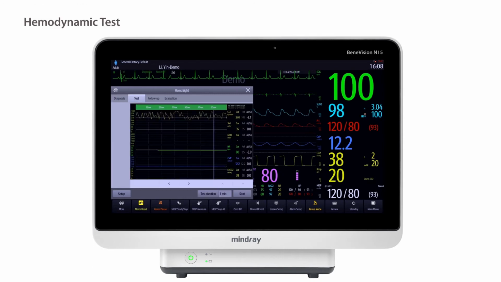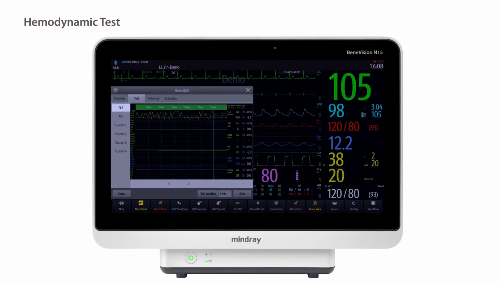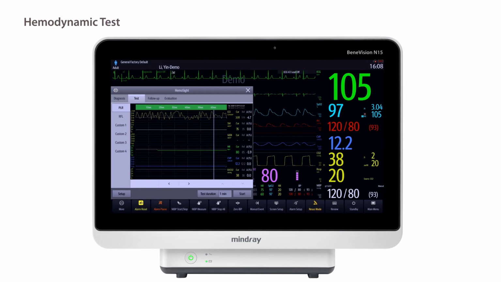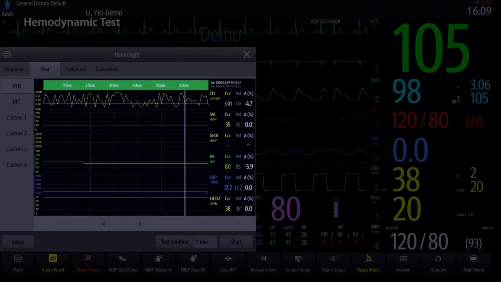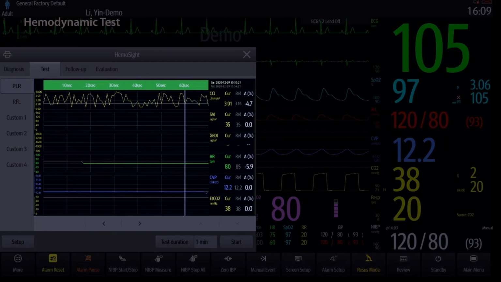The test page provides the physiological parameter trends before, during, and after a hemodynamic test, helping evaluate the fluid responsiveness of the patient. PLR, passive leg raising, or RFL, rapid fluid loading, is a test that predicts whether the cardiac output will increase with volume expansion in acute circulatory failure. During the test, the short-term and transient changes of relevant physiological indexes must be closely monitored and tracked to evaluate the effects of increased venous return.